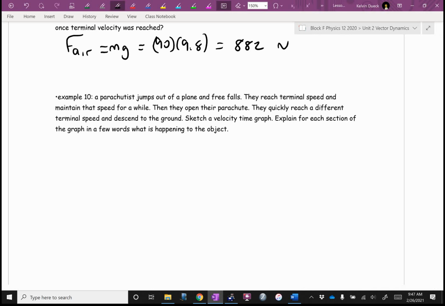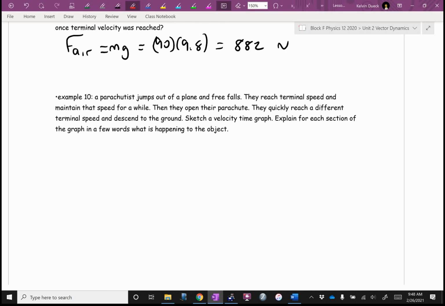Example 10, this is just as a thought experiment. I'm not going to ask you to sketch a graph on a test this year, but a parachutist jumps out of the plane and free falls. They reach terminal speed and they maintain that speed for a while. Then they open their parachute. They quickly reach a different terminal speed and then they descend to the ground. Sketch a velocity time graph.